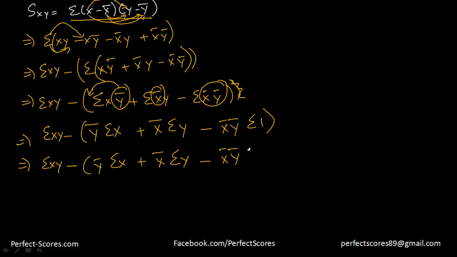Now what is summation of 1? Those are going to be n terms, right? Because 1 from i equals 1 all the way till n, that is going to be a total of n terms, so n is going to be here.